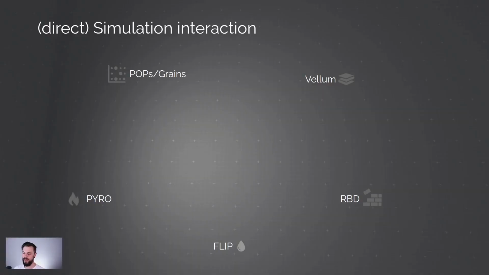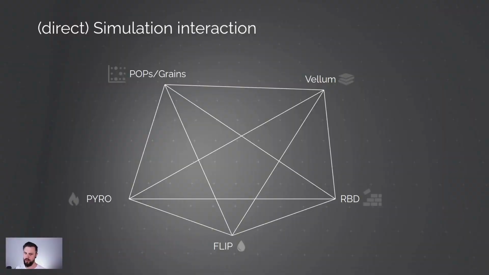So when we look at the 5 different main simulation types, pops or grains, Vellum, RBD, flip and pyro, then if you connect them and find all the possible combinations between them where those simulations could interact with each other, it looks like this. And no, we're not a cult. So it's a pure coincidence that this creates a pentagram, but as you can see, it's actually quite a lot of different interactions.